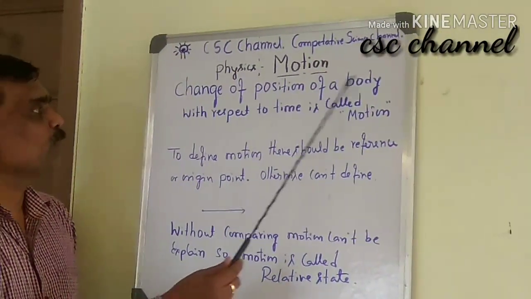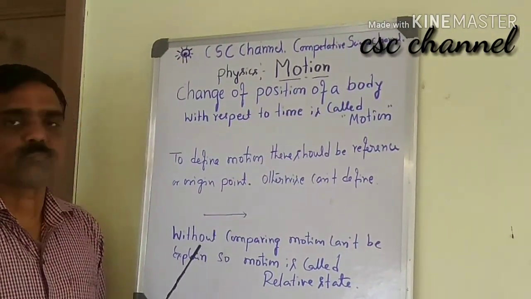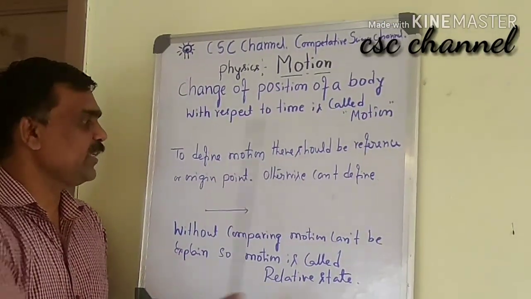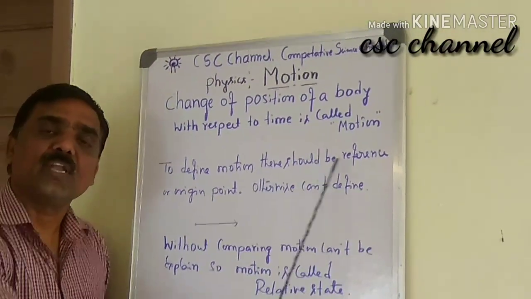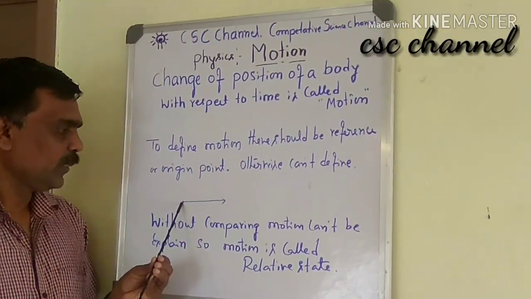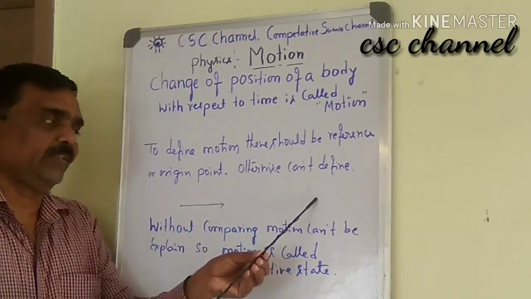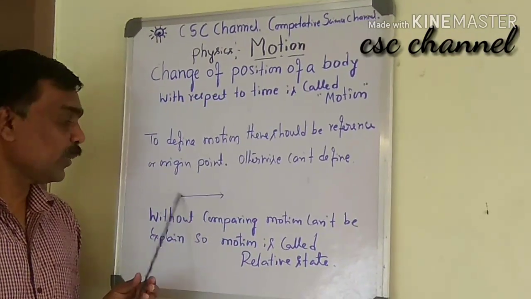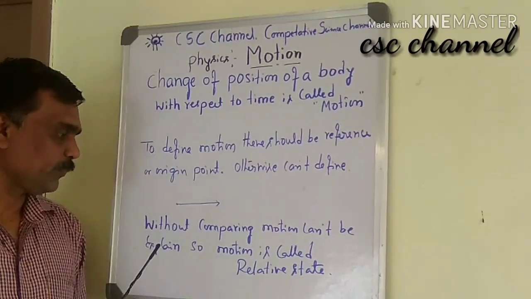Change of position of a body with respect to time is called motion. That means to define motion, there should be a reference point or origin point. Otherwise, we cannot define it. For example, here the object is there. If the object has changed to another place, then only we call it motion. If no reference point is there, then we cannot say this is motion.